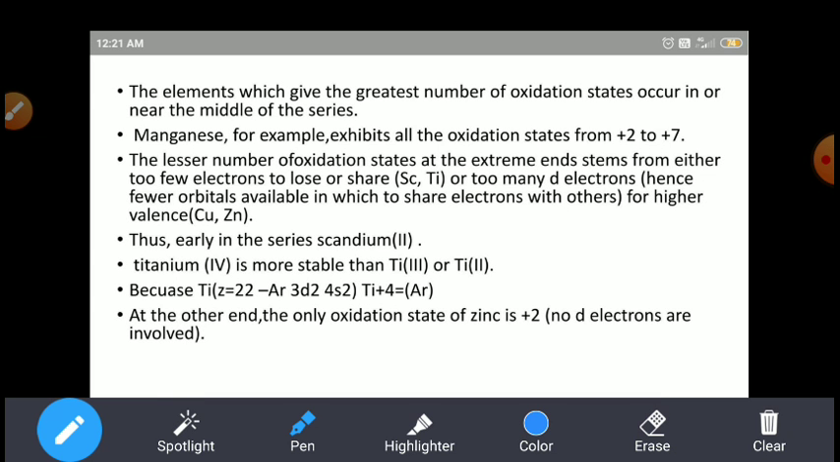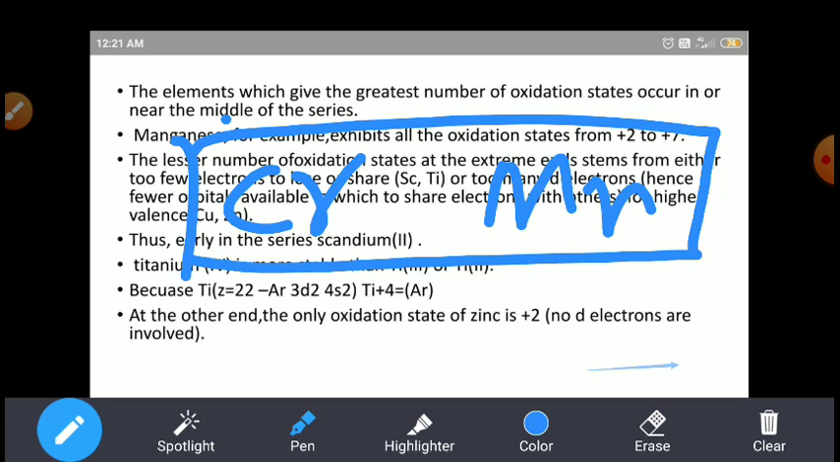The elements which give the greatest number of oxidation states are in the middle, like chromium and manganese, which have high numbers of unpaired electrons. So these middle elements exhibit more oxidation states because unpaired electrons are present, and those unpaired electrons participate in chemical reactions. That's why they exhibit oxidation states from +2 to +6 in chromium, and +2 to +7 in manganese.